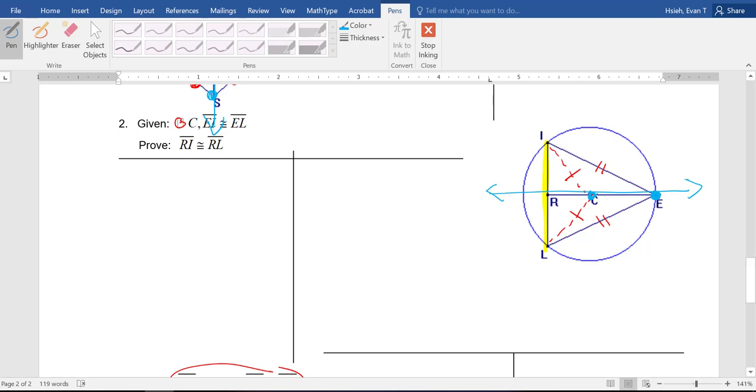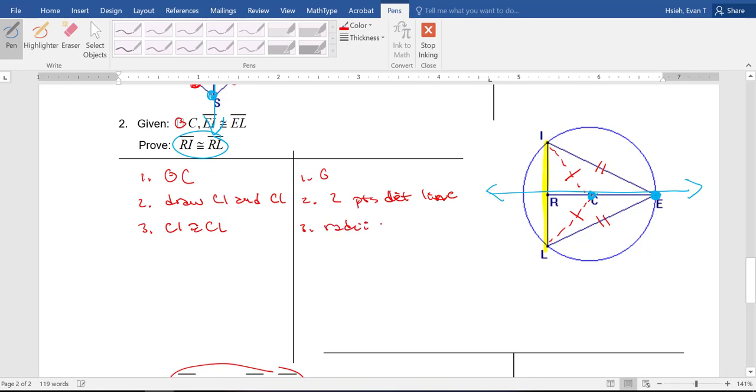Okay, so then you can say that, well, it's a perpendicular bisector, so that means that RI must be congruent to RL. So let's write this out. Circle C, that's given. Draw in the radii, so draw in CI and CL. 2 points determine a line. Step 3, I know that CI is congruent to CL. These radii are congruent. Step 4, I know that EI is congruent to EL, that's just given.